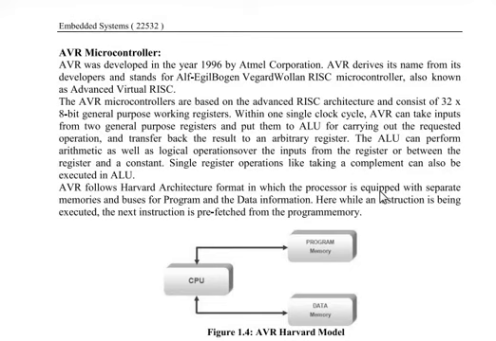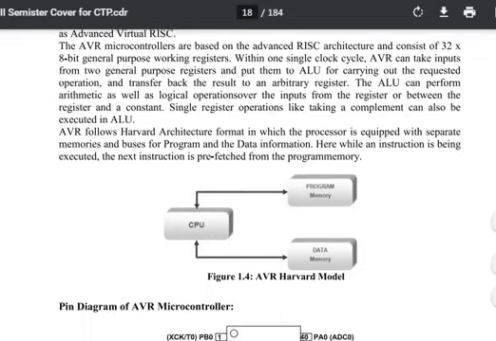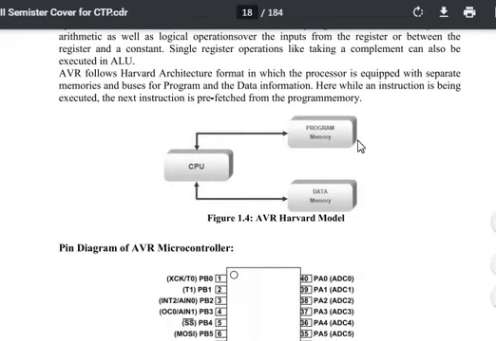The AVR follows Harvard architecture format, in which the processor is equipped with separate memories and buses for program and data information. While an instruction is being executed, the next instruction is prefetched from the program memory. It is a reduced instruction set, so program memory and data memory are used separately from the CPU. The AVR is a hardware architecture model.